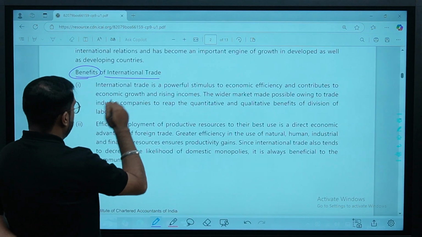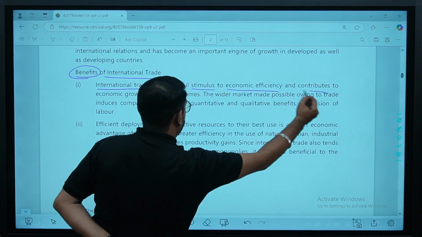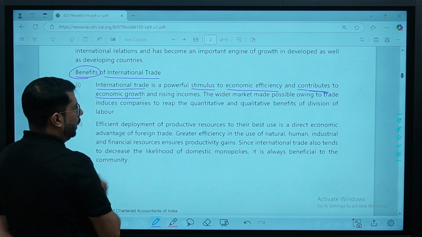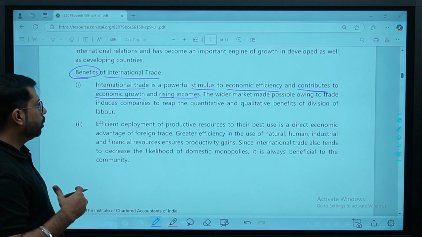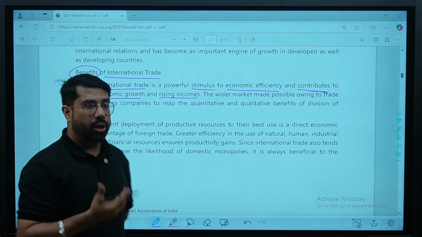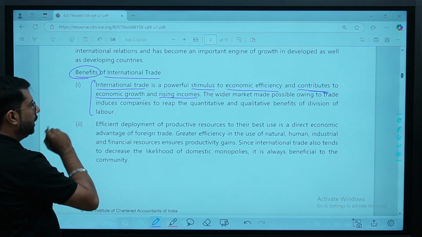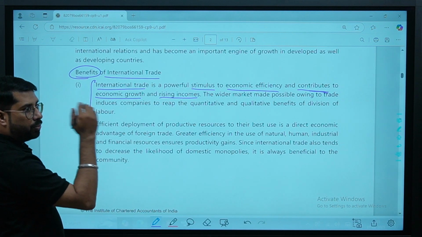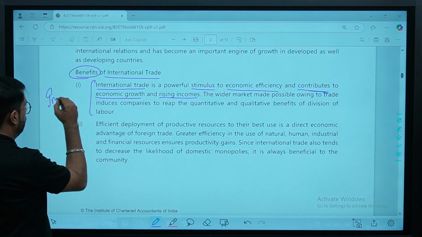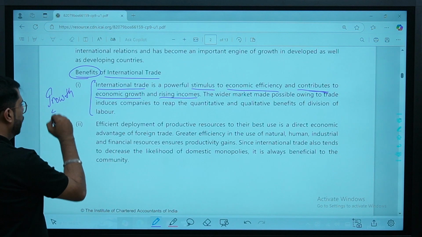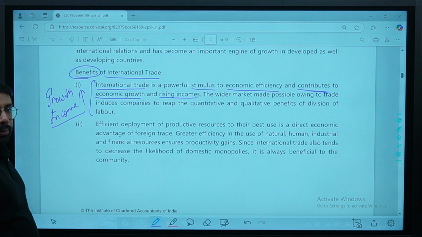First point says, international trade is a very powerful stimulus to economic efficiency and contributes to economic growth and rising incomes. The wider market made possible owing to trade induces companies to reap the quantitative and qualitative benefits of division of labor. Simply speaking, if I sum it up, this point is saying that international trade will boost two things. What? First is growth, and second is incomes, they will increase. Are we clear?